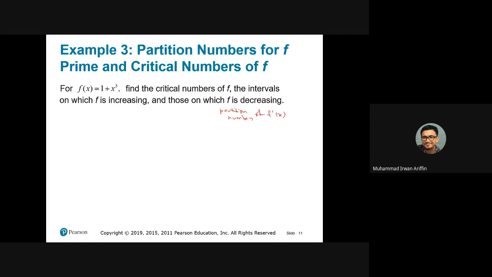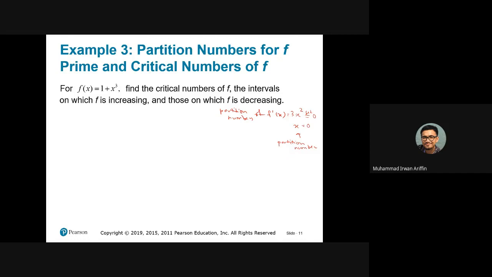So what is our f prime of x? It would be 3x squared. Now set it equal to 0. When we set this equal to 0, what is the value of x? For f prime of x to be 0, x equals 0. So this is the partition number.